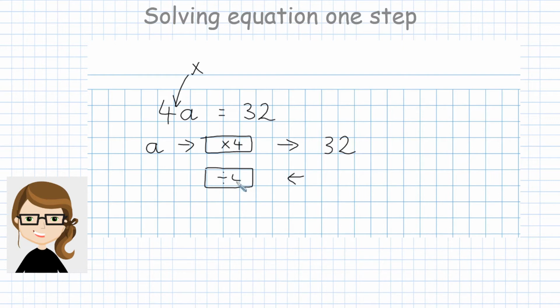But we're going to use the inverse to work backwards. So 32 divided by 4 gives me 8. So a equals 8.